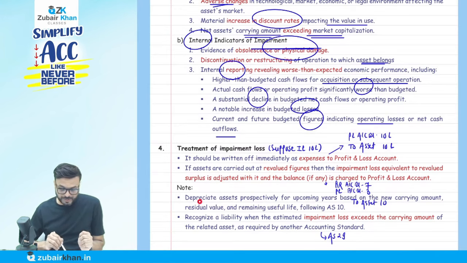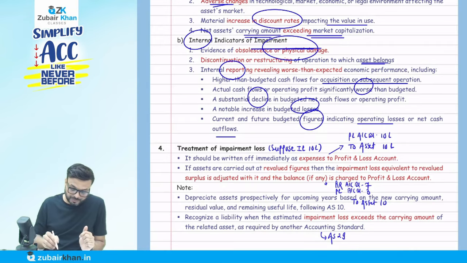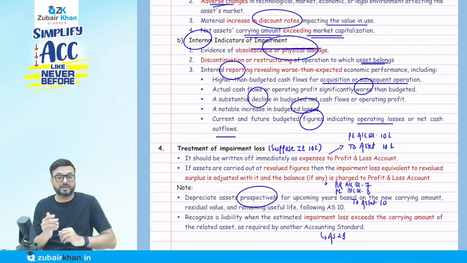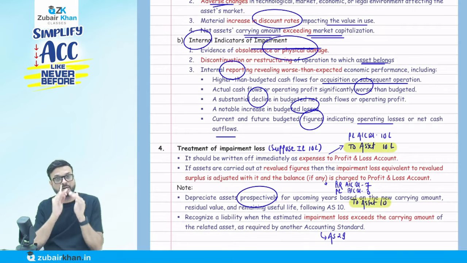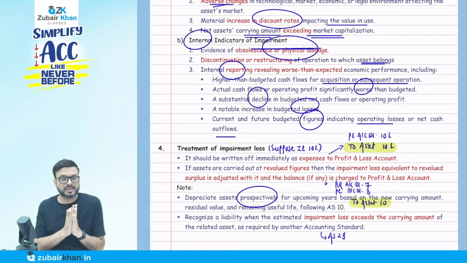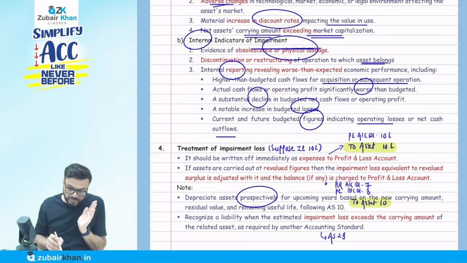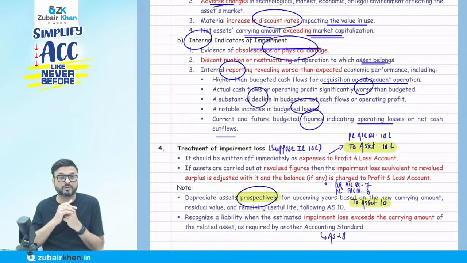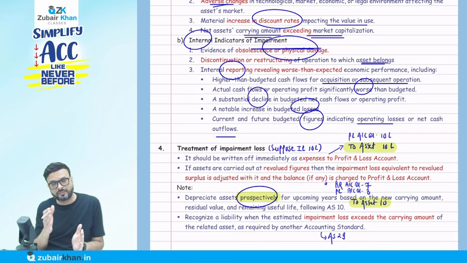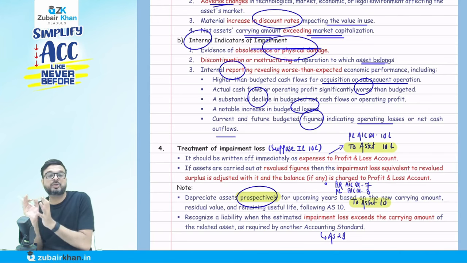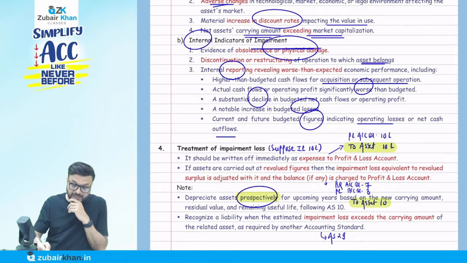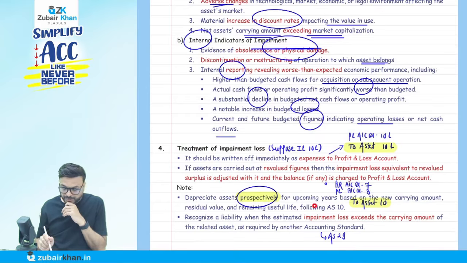Okay. Then, depreciate the asset prospectively. This is also very important because whichever case the impairment entry is passed in, we are going to credit the asset account. The value of the asset goes down. So what about the depreciation? There is no retrospective effect as per accounting standard. They say even in case of impairment loss, I'm going to give the effect prospectively. What do we mean by prospectively? From the date we have done the impairment. After that, whatever the new revised value comes, on which we are going to charge the depreciation over the remaining useful life of the asset. So they say depreciate the asset prospectively for the upcoming years based on the new carrying amount, residual value and the remaining useful life.